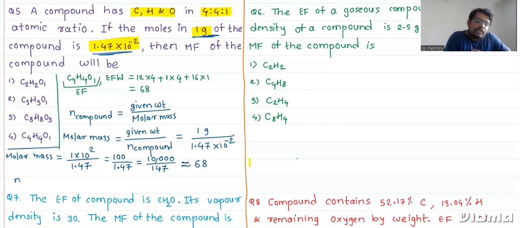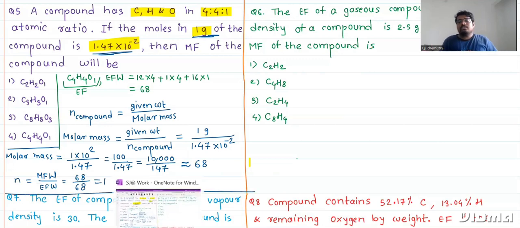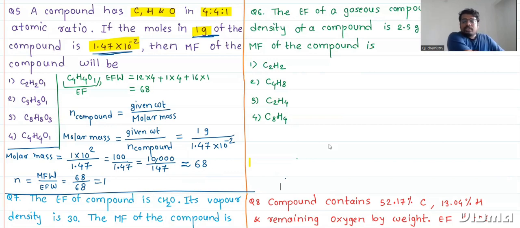Okay, now let us find the n value. n is equal to molecular formula weight divided by empirical formula weight. The molecular formula weight is 68, the empirical formula weight is 68. So the n value is equal to 1. If the value of n is equal to 1, then we know that the empirical formula is the same as the molecular formula. So this empirical formula is the same as the molecular formula. So both options are correct, right?